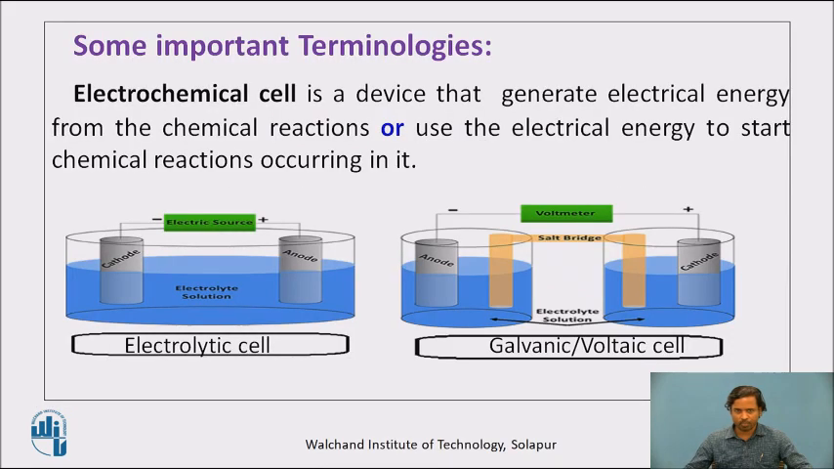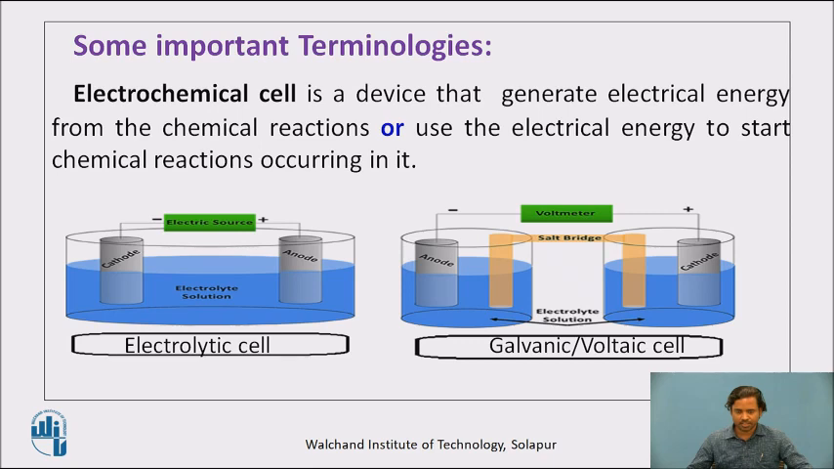Let's see some important terminologies in electrochemistry. First, electrochemical cell. It is the device that can generate electrical energy from chemical reactions, or it can use the electrical energy to start some chemical reaction occurring in it. So there are two types of electrochemical cell. First, electrolytic cell, and second, galvanic or voltaic cell.